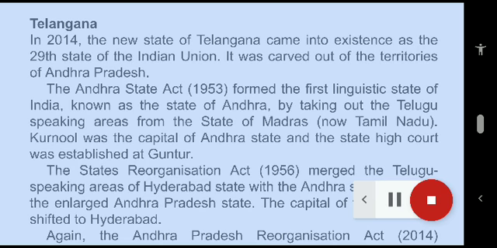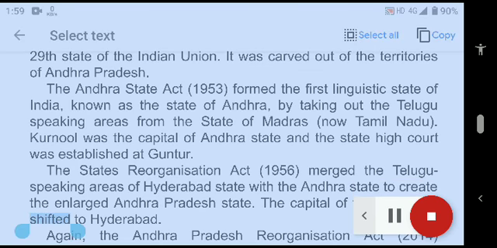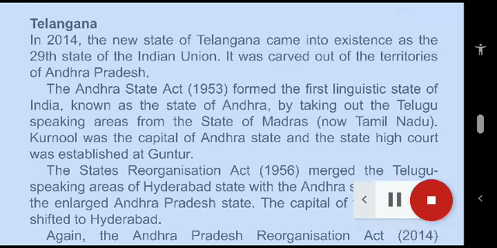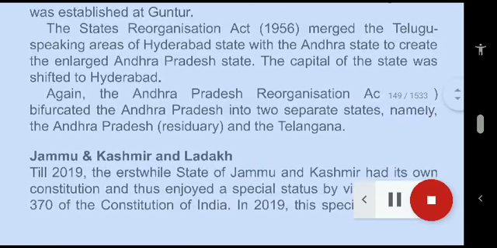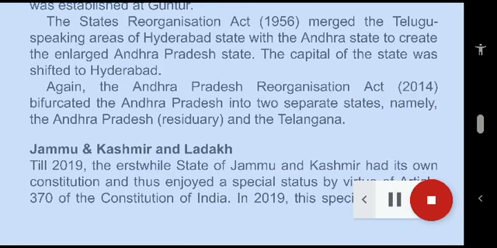The Andhra State Act 1953 formed the first linguistic state of India, known as the state of Andhra, by taking out the Telugu speaking areas from the state of Madras, now Tamil Nadu. Kurnool was the capital of Andhra State and the State High Court was established at Guntur. The States Reorganization Act 1956 merged the Telugu speaking areas of Hyderabad state with the Andhra state to create the enlarged Andhra Pradesh state. The capital of the state was shifted to Hyderabad. Again, the Andhra Pradesh Reorganization Act 2014 bifurcated Andhra Pradesh into 2 separate states, namely the Andhra Pradesh Residuary and the Telangana.